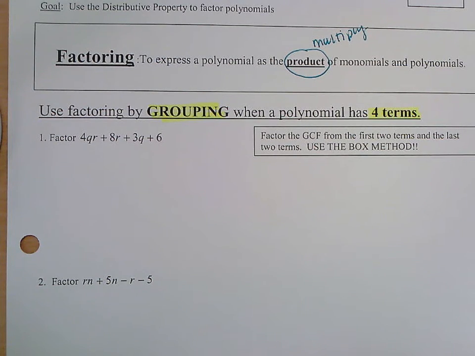I am going to show you this using the box method. Some of you used the box method when you did FOIL or when you did the multiplying. So this is using the box method in reverse. But I do think even if you didn't need to use the box method for multiplying, it's very helpful when factoring.